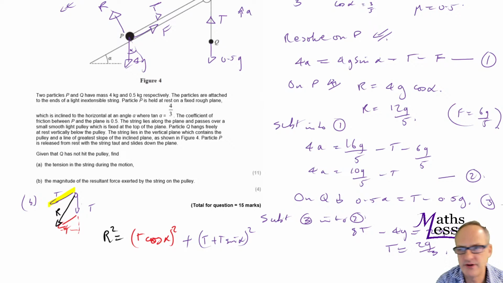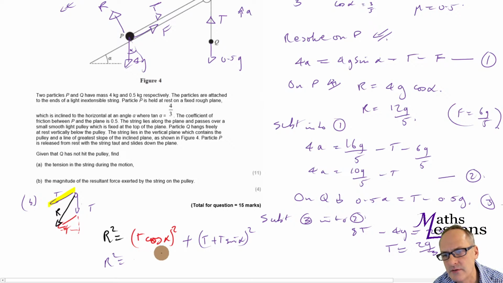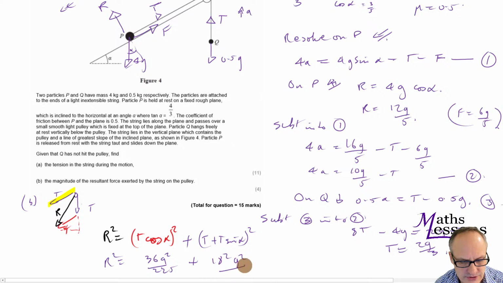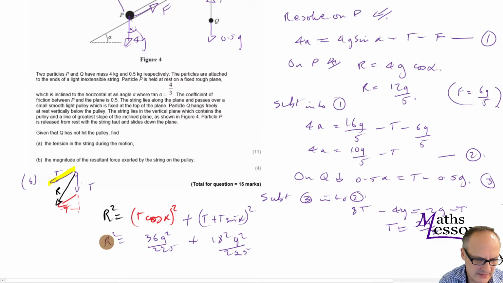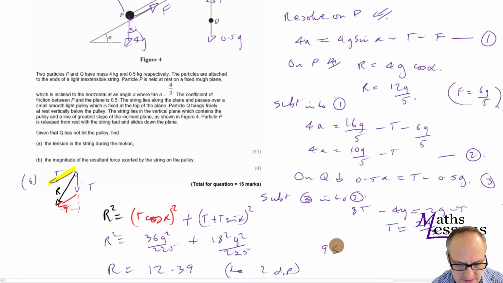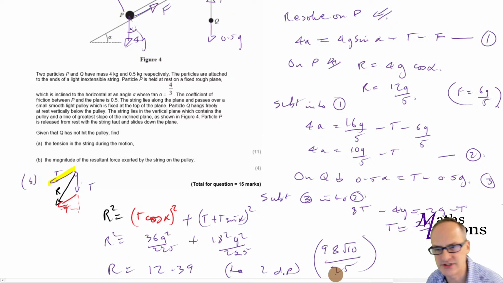So what I do is I put those values in, and I get something like, what do I get? I get R squared will equal, I think, 36g squared over 225 for this one, plus 18 squared over g squared over 225 for this one. I can't be bothered to work it out. And when you add those two together and square root, you get R is equal to 12.39 to 2 dp. If you want the exact value, it's 98 root 10 over 25, if you want to stick with exact values in the question. Okay, so quite a tricky one to set up.